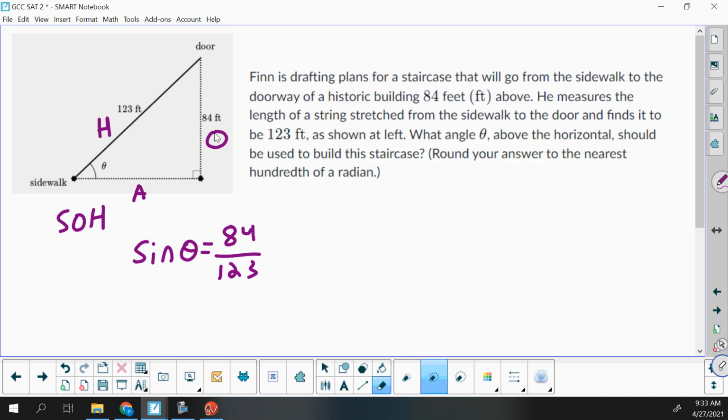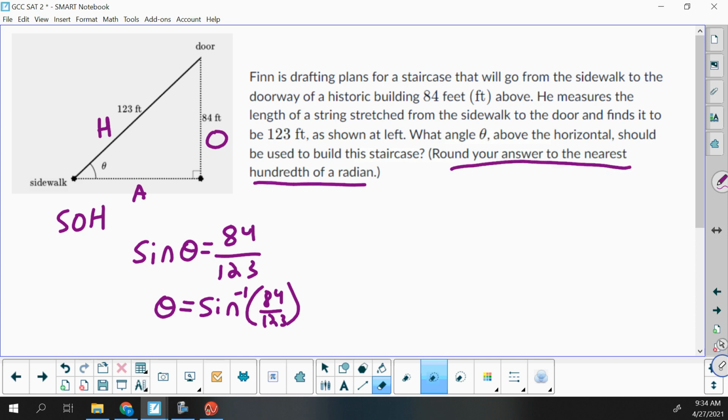Well, we want to get to the theta. So the way we did that earlier this year is we did the inverse. We're going to do the inverse sine of both sides. So you end up getting theta is equal to sine inverse, which is the sine -1 of 84 over 123. But one thing we got to be careful about, they want us to round to the nearest hundredth of a radian.